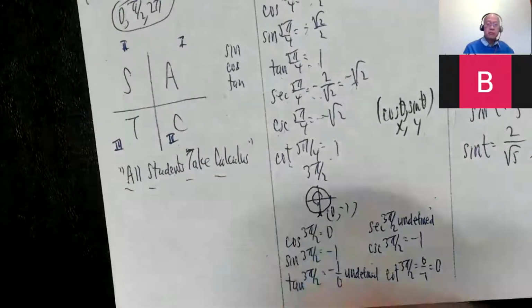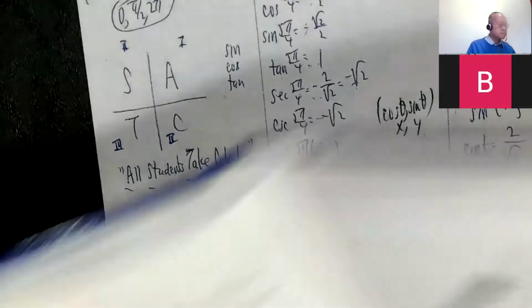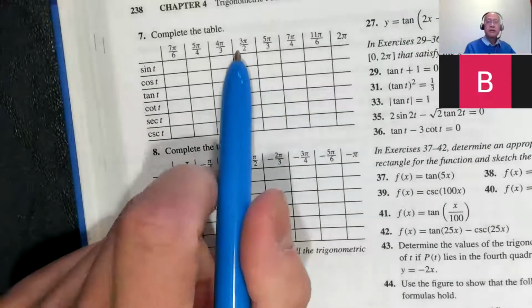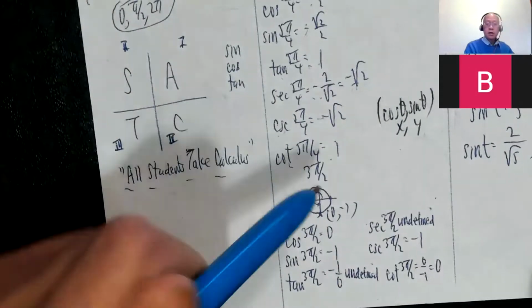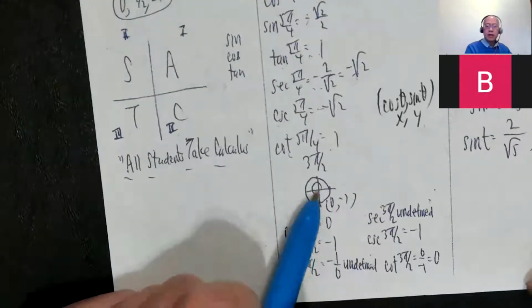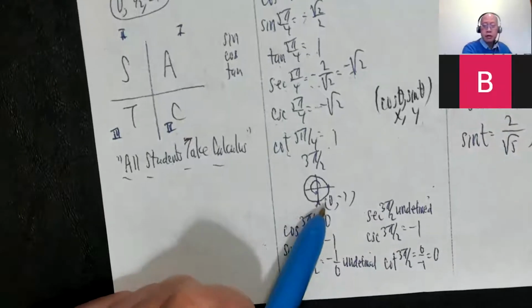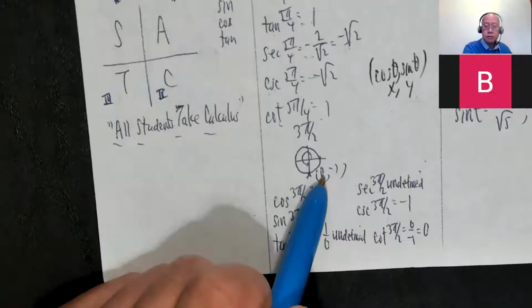Okay, I will do 3 pi over 2 for you. So 3 pi over 2 over here. 3 pi over 2 is 270 degrees. That's down here. What is this ordered pair? 0, -1.